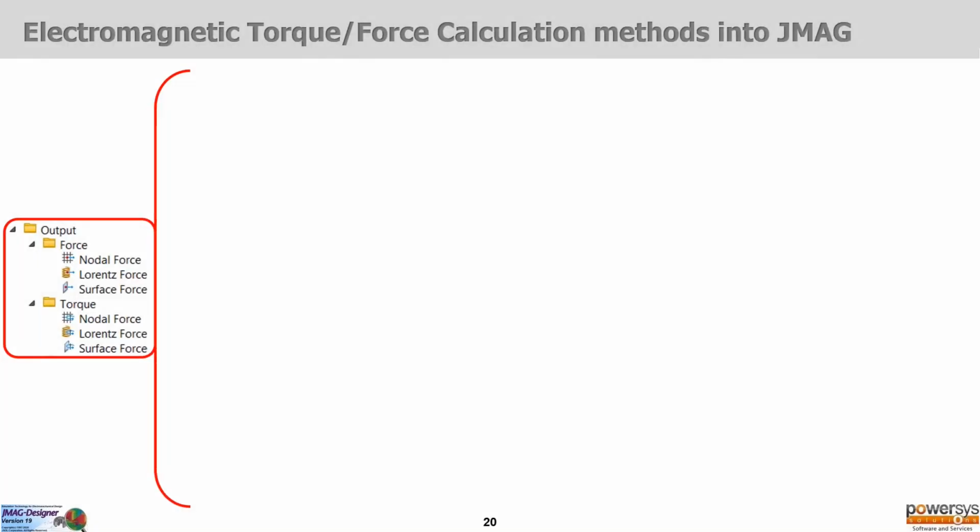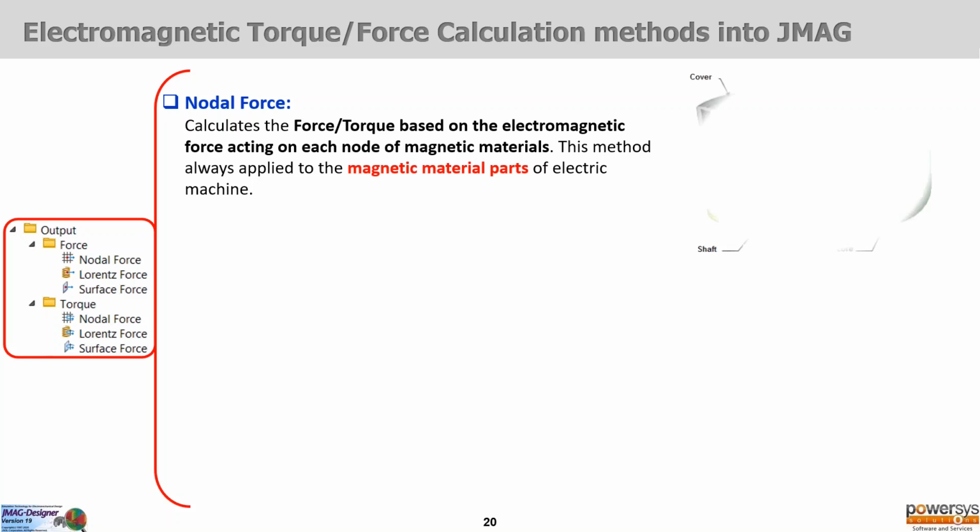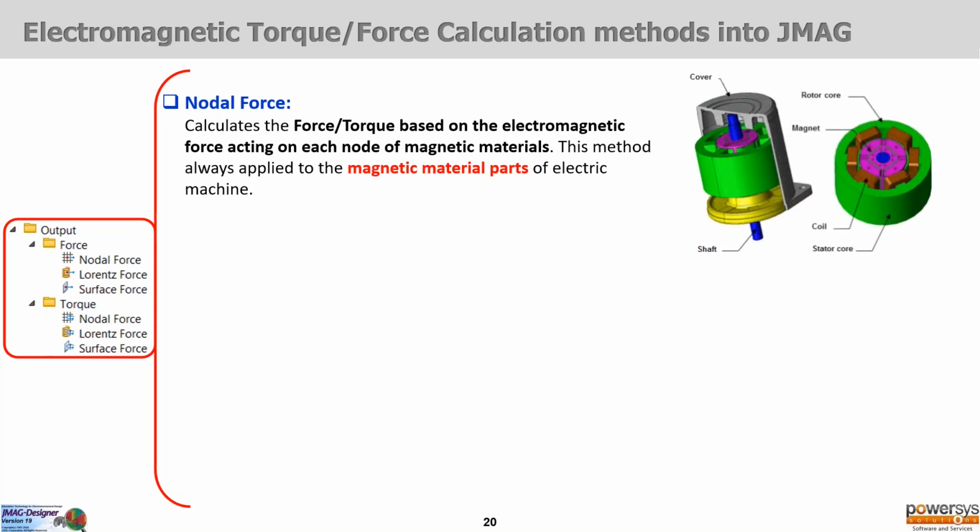Regarding the methods to calculate forces in JMAG, we have different methods. We have the nodal force method, which calculates the forces and torque in the magnetic material. This calculation uses the Maxwell tensor.